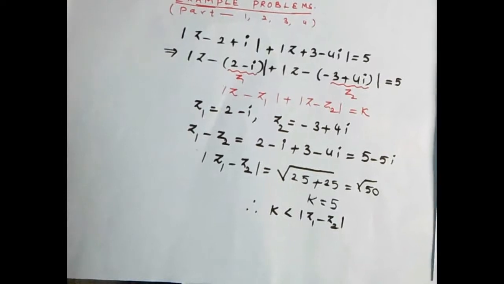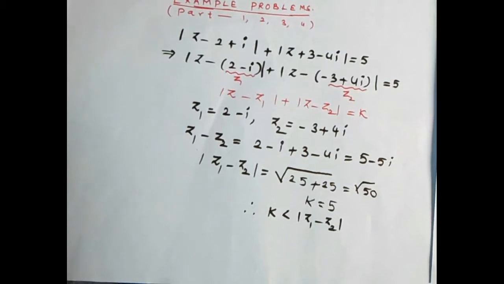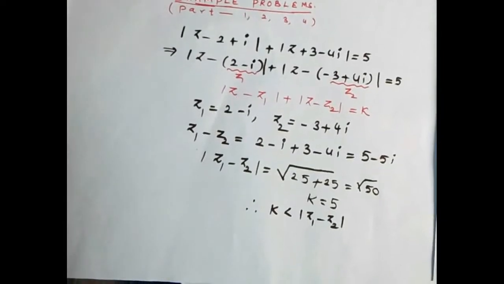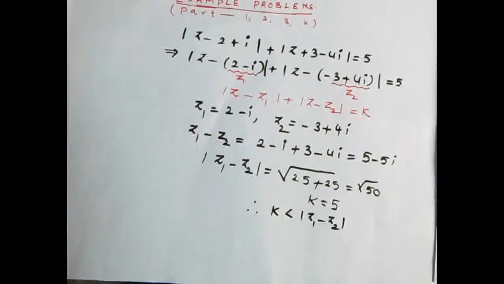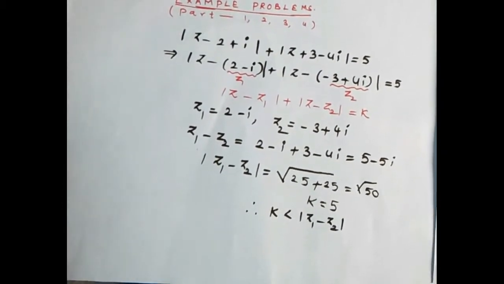So here, if you remember all those properties: if k is less than modulus of z1 minus z2, what is the locus of z? If k is greater than modulus of z1 minus z2, what is the locus of z? And if k equals modulus of z1 minus z2, what is the locus of z? If you remember those rules, now it is easy to decide what is the locus of z. Here k is less than modulus of z1 minus z2. Now, if you have remembered the property, it is easy to say that there is no z that exists.